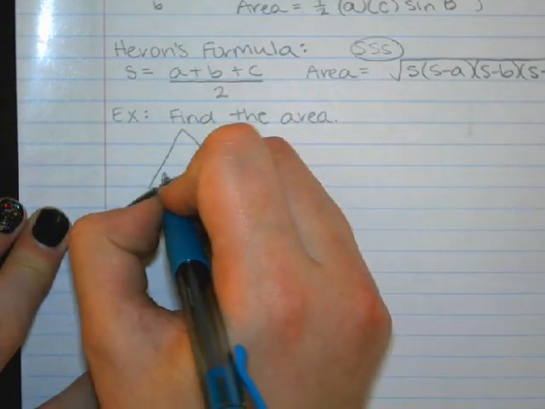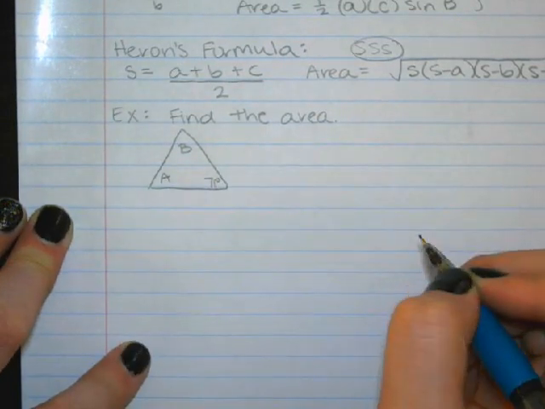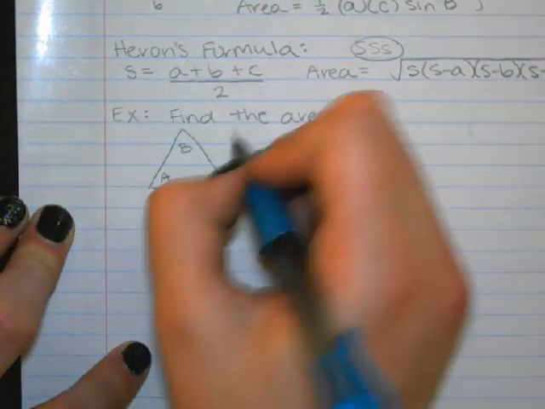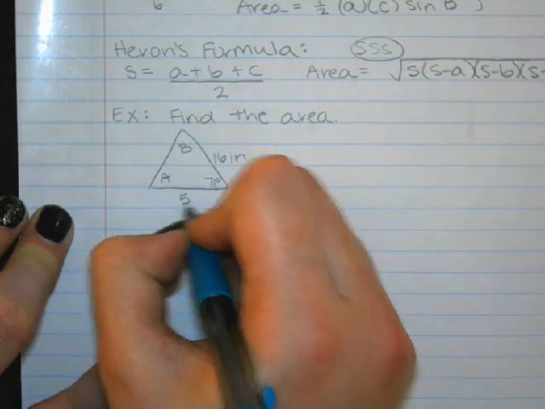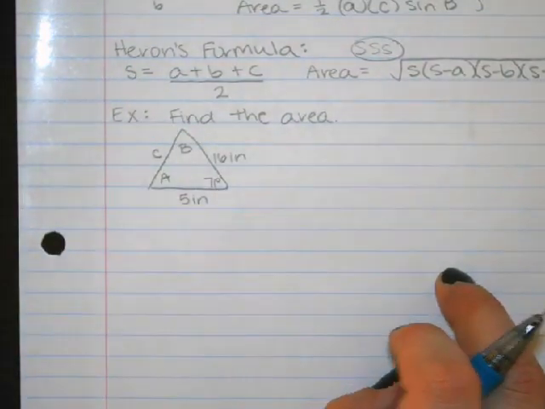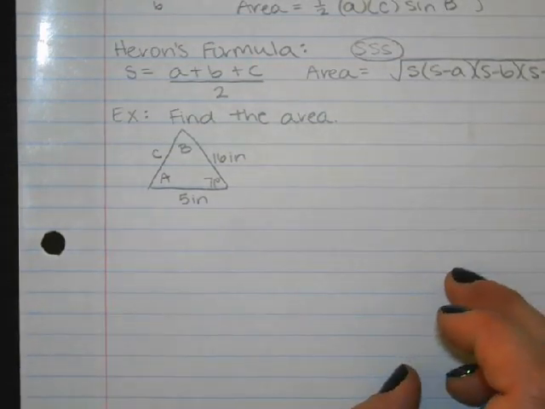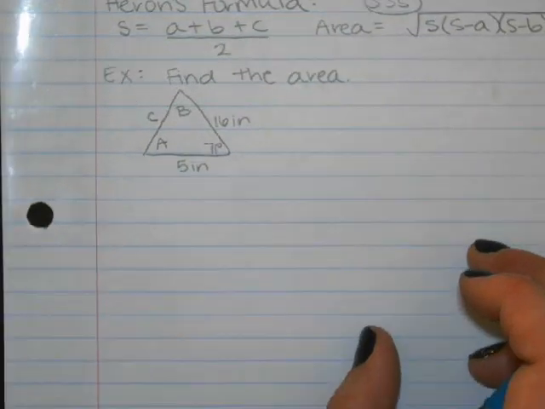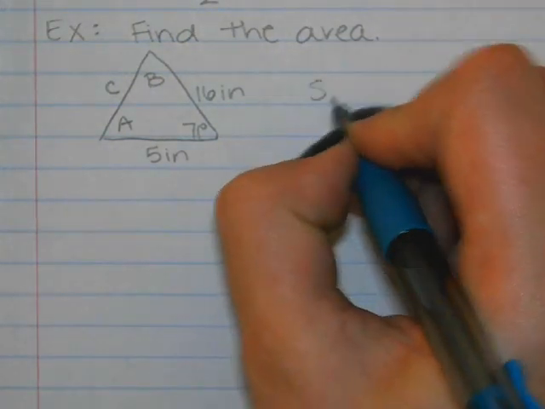Okay, here's the triangle. We're going to have angle A, angle B, angle C is going to be 71 degrees. Side A is going to be 16 inches. Side B is 5 inches. Side C is unknown. So 16, side of 5, and an angle of 71. And if you look at that, what information did they give us? It's a side, angle, side.